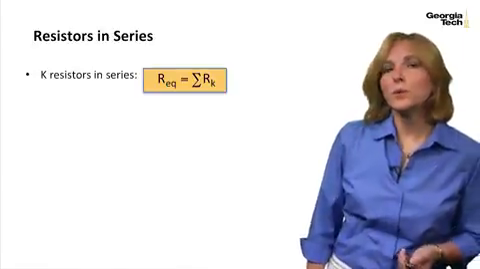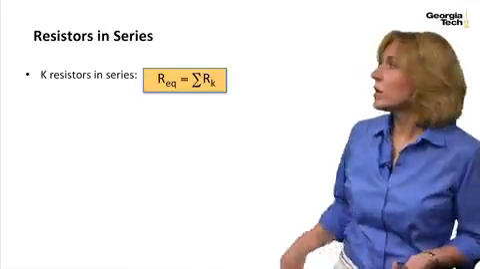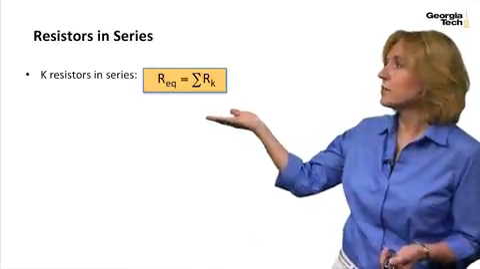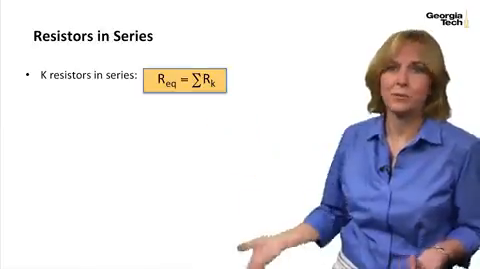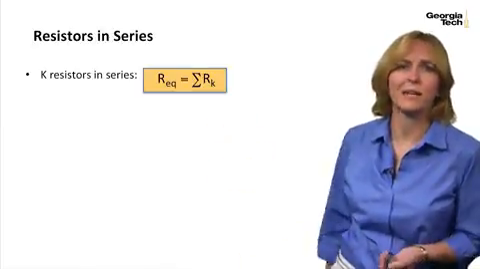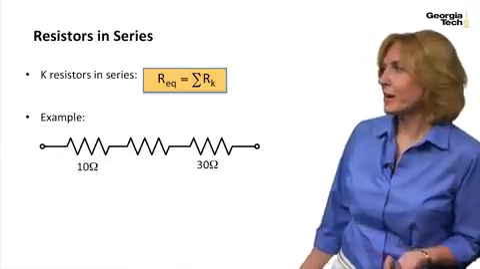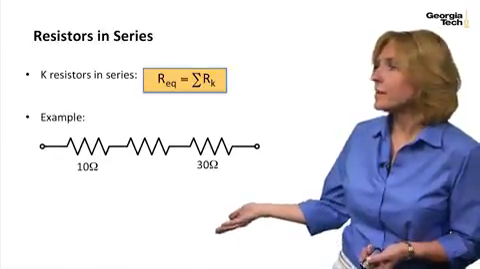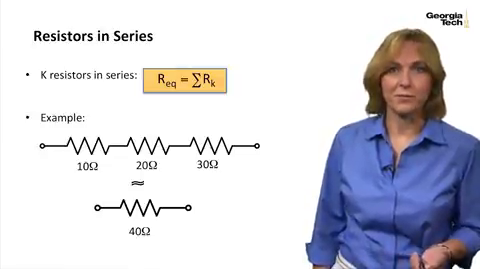So what we've just done is derive the two resistors in series. It generalizes to this case right here where I have however many resistors I have in series, I just add them up. So if I have 10 resistors, I just add up the 10 resistors. As an example, I've got 3 resistors here. I add them up. I get 40 ohms as my equivalent resistance.